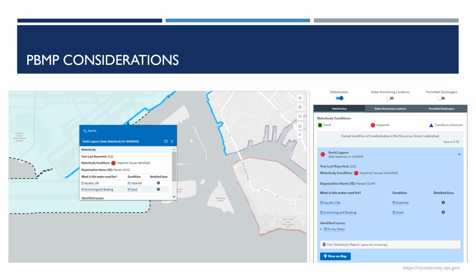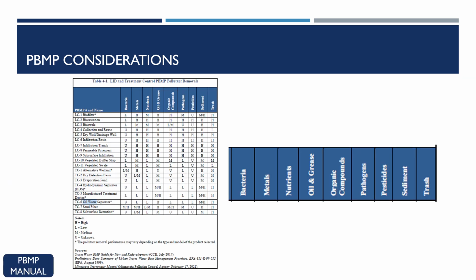If the project discharges to a water body included on the DOH 303D list of impaired waters, the pollutants listed as impaired for the water body must be given special consideration. Table 4-1 in the PBMP manual lists the effectiveness of pollutant removal for each type of PBMP.